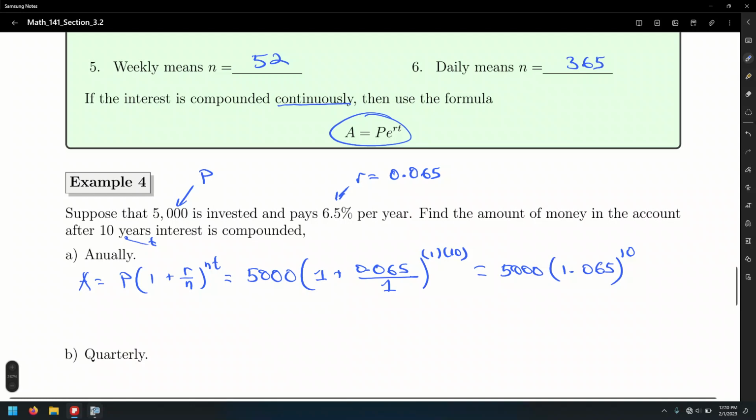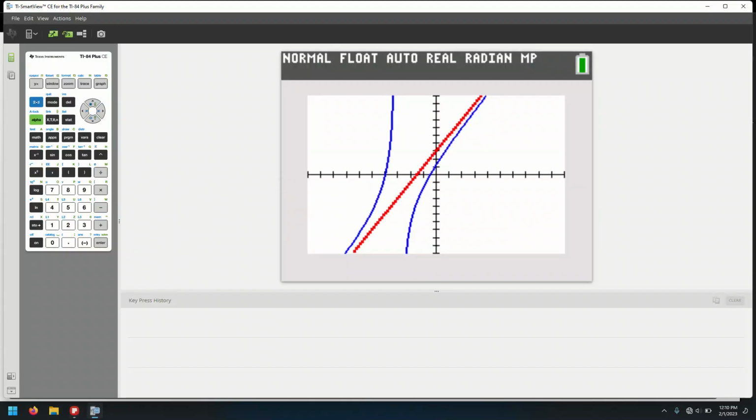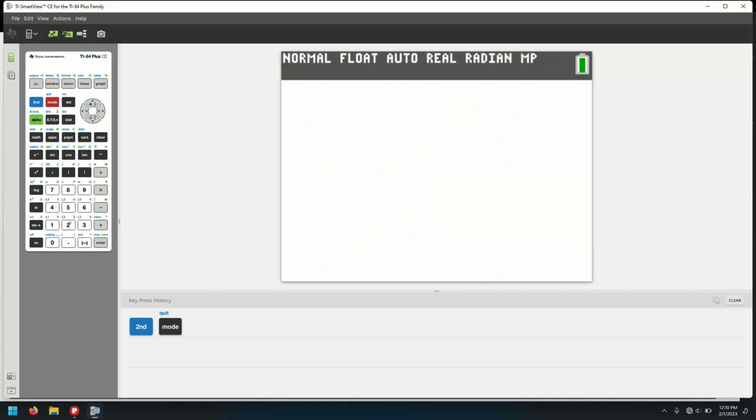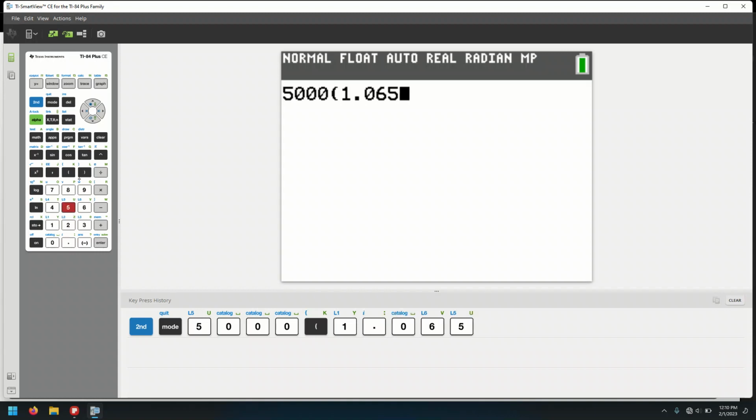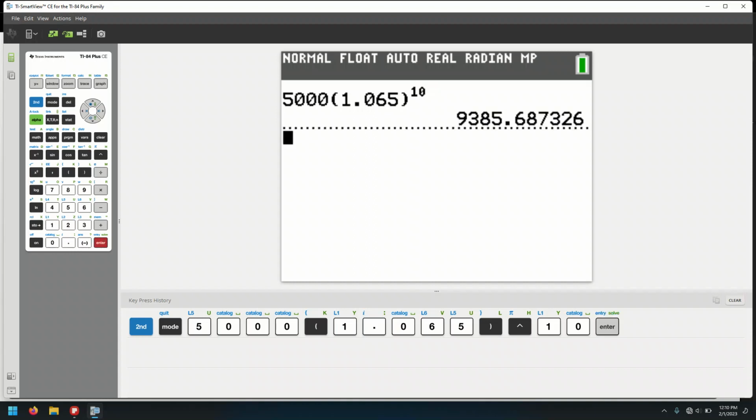So that's 5,000. Open parentheses, 1.065, and raise that number to the 10th power. And we should get this amount over here, 9,385 with 69 cents. Wait. So, again, because in this case, here is the thing.